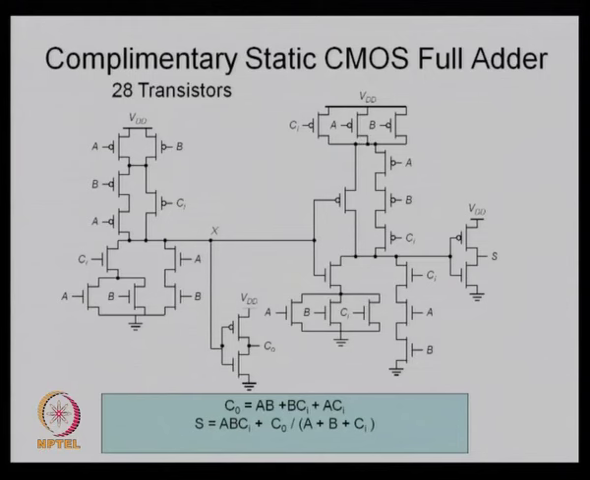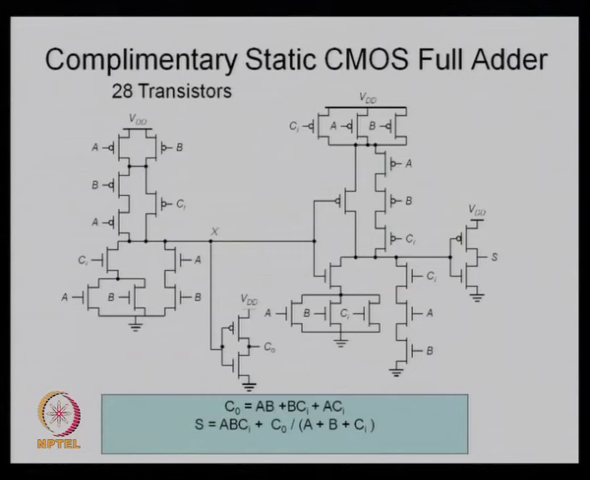We said that such a function can also be implemented using static CMOS, and we could show here that since we know the expressions for C and S in this form, we can create a C term from here, and finally using that C term we can create the S term here. Implementing these two expressions requires almost 28 transistors in total, and if you add a little more inversion here, it may actually be 32 transistors that are normally required to create a normal static CMOS adder.